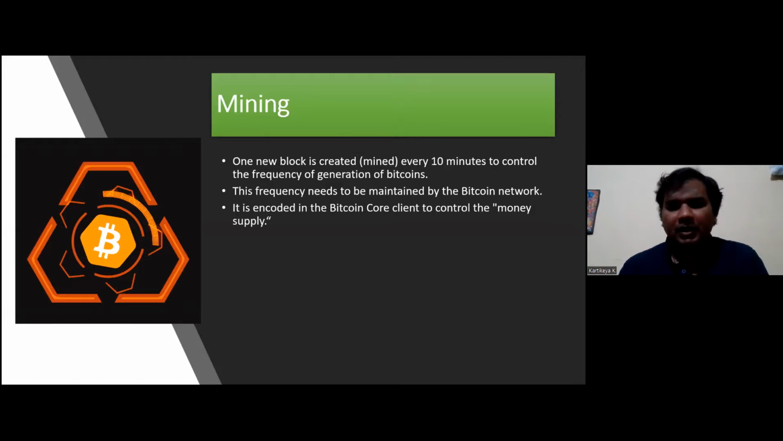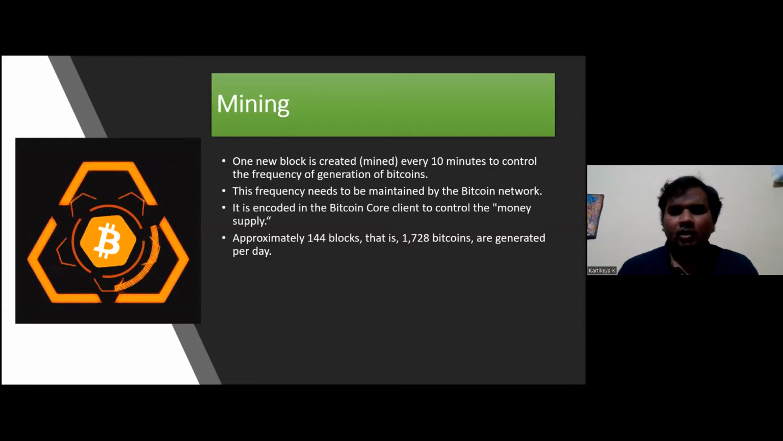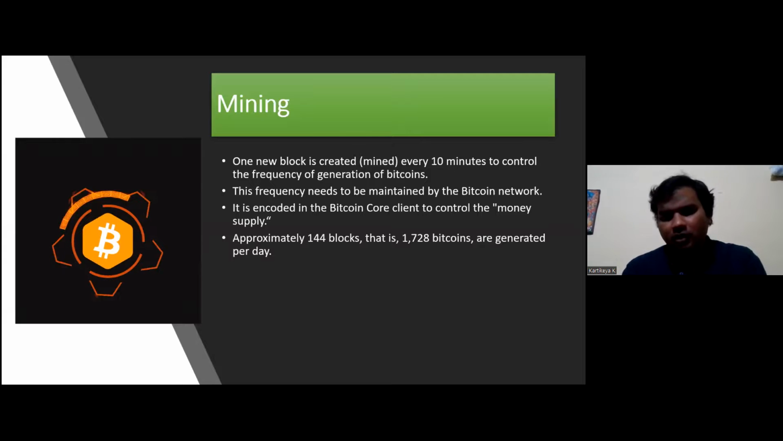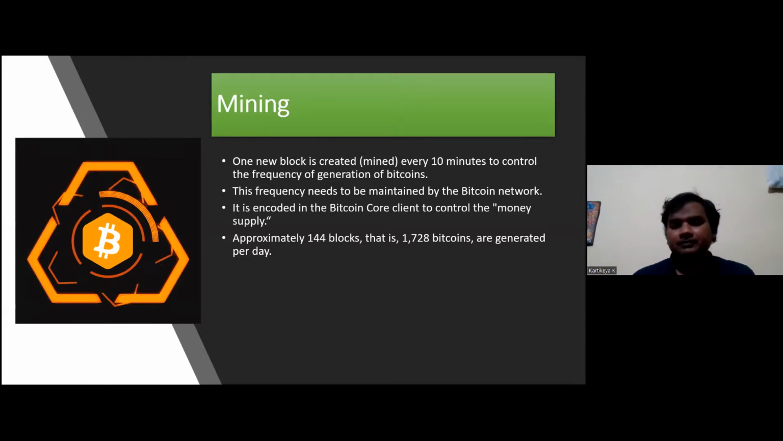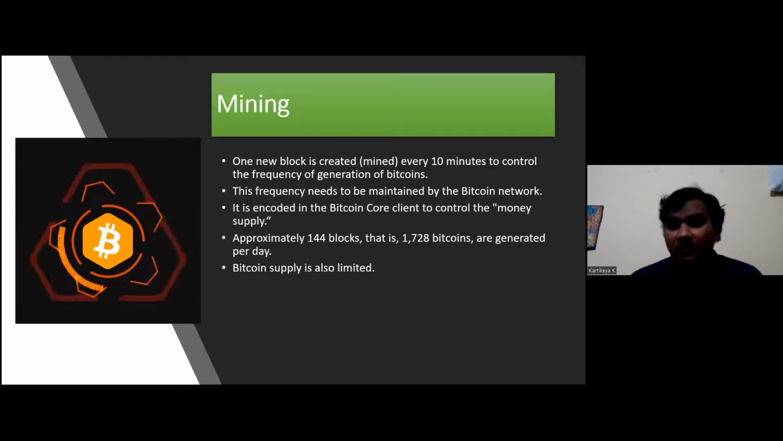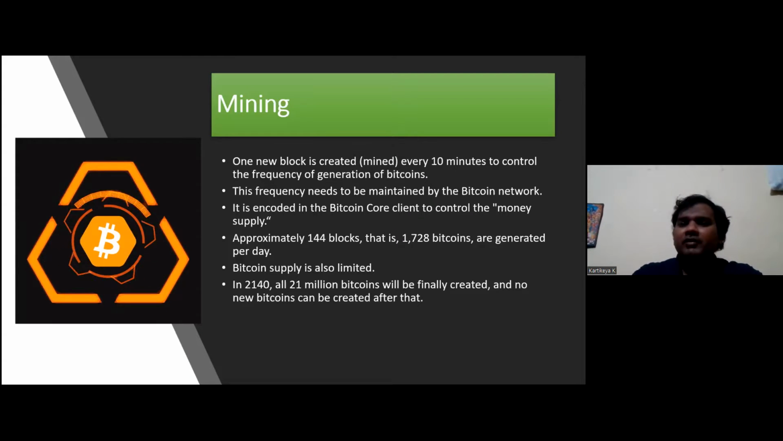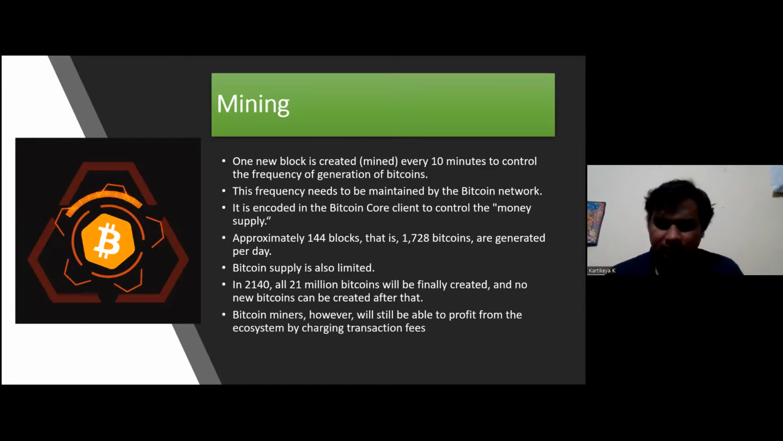It is encoded in the Bitcoin core client to control the money supply. Approximately for 144 blocks added, a total of 1728 Bitcoins are generated per day. The supply of Bitcoin is also very much limited. By 2140, 21 million Bitcoins will be finally created and no more will be created further. That's why the supply of Bitcoin is very much limited.